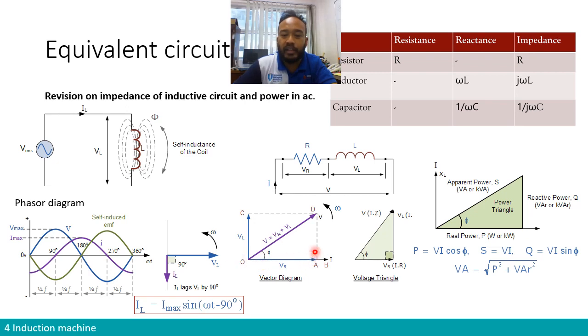The voltage has a component VR that is due to the resistor, but there is a component VL which is 90 degrees lagging. So on axis j, VL, the combination of both creates this voltage that has a certain angle theta, which we call the power factor angle. Right? So this is just a revision.